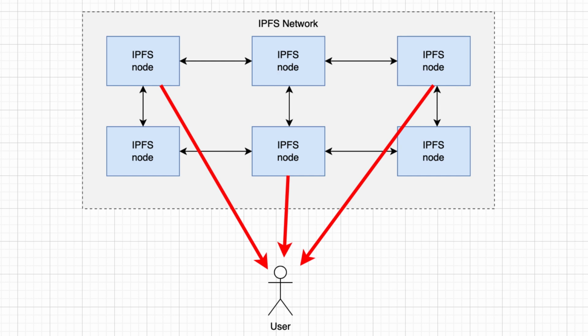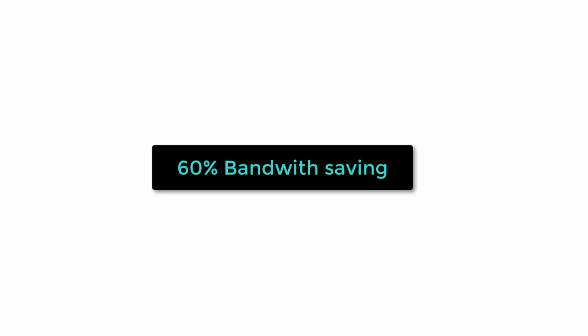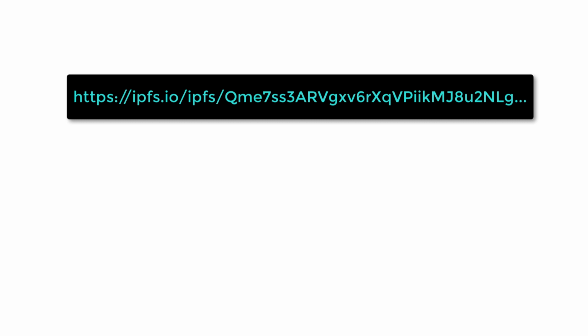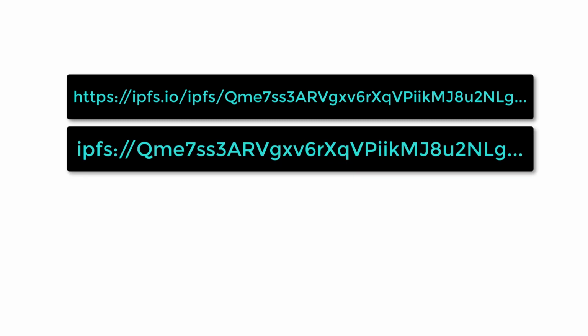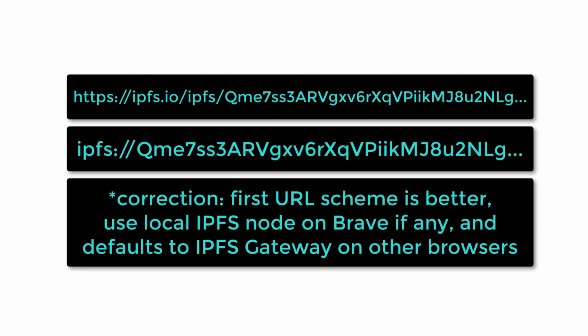With HTTP, a file is downloaded from one server at a time, but with IPFS, a file is downloaded from multiple nodes at once. This allows to save up to 60% of bandwidth. To retrieve a file, there are two options. Either you use HTTP URLs provided by the IPFS gateway, accessible with any web browser, or you use IPFS URLs, which require to have access to an IPFS node, and currently only the Brave browser can understand these URLs.